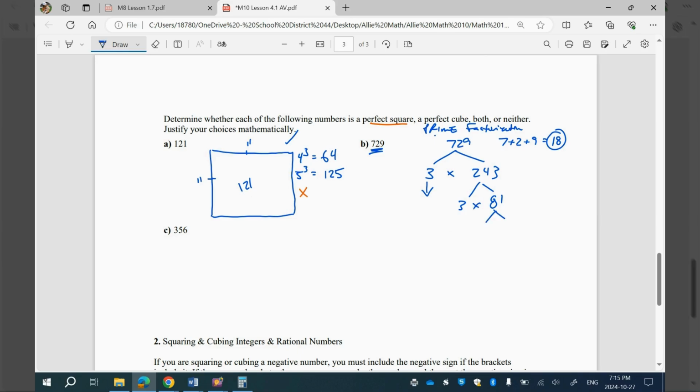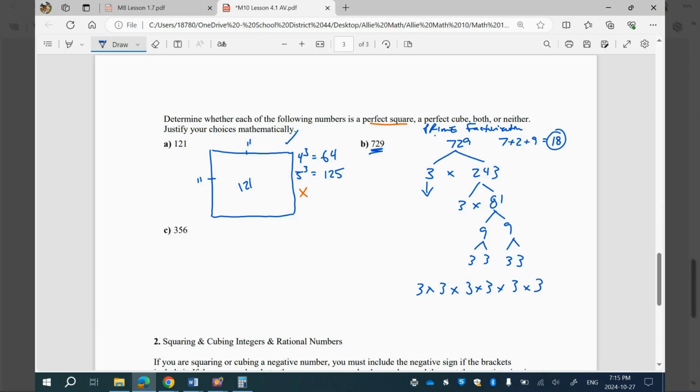That we can break down into a 9 and a 9. That can break down into a 3 and a 3 and a 3 and a 3. So now we have the prime factors: 3 times 3 times 3 times 3 times 3 times 3. A bunch of 3s.